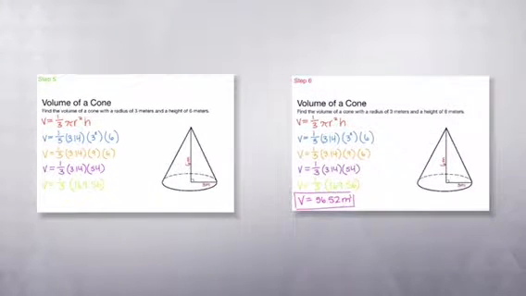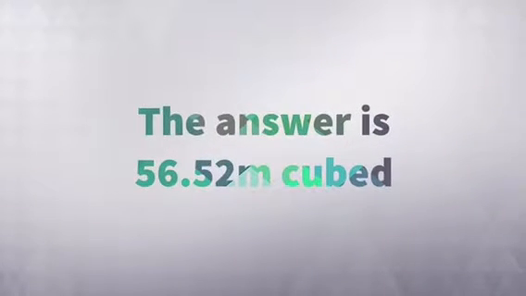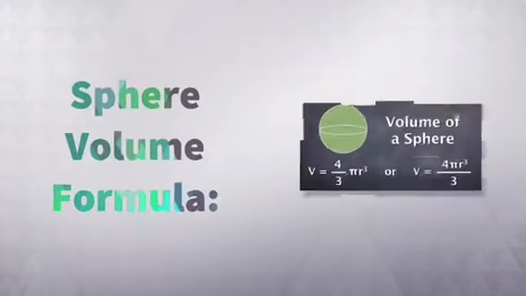For step 5, we multiply 3.14 and 54. Now the equation becomes volume equals 1/3 times 169.56. Then for step 6, we multiply 169.56 by 1/3, which is the same as dividing it by 3. Now we get the volume is equal to 56.52 meters cubed. So the answer to our question is 56.52 meters cubed is the cone volume.